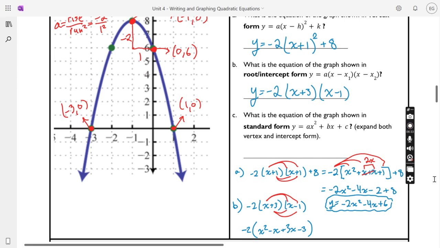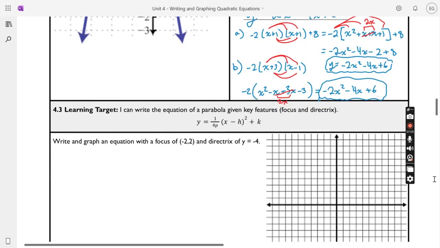So this combines to 2x. So when we distribute that negative 2, we get an equation of negative 2x squared minus 4x plus 6, when the negative 2 multiplies with the negative 3. We see that they're exactly the same. It's going to be important to be able to go between both forms. So we'll just write one of them. 2x squared minus 4x plus 6. There's our answer.